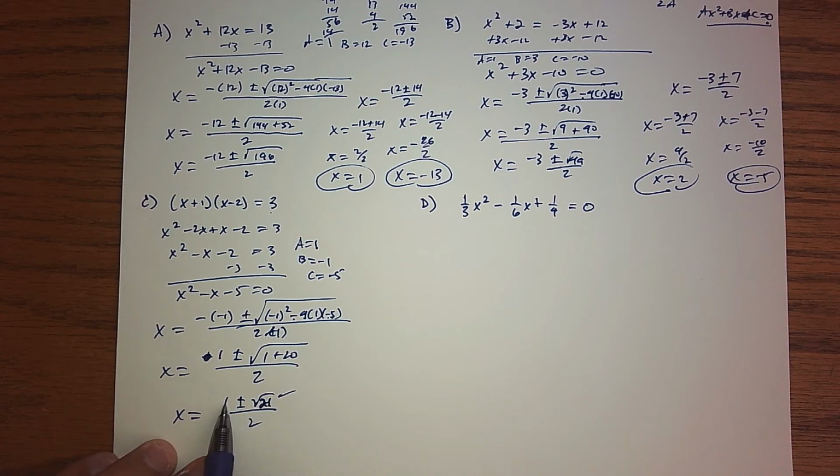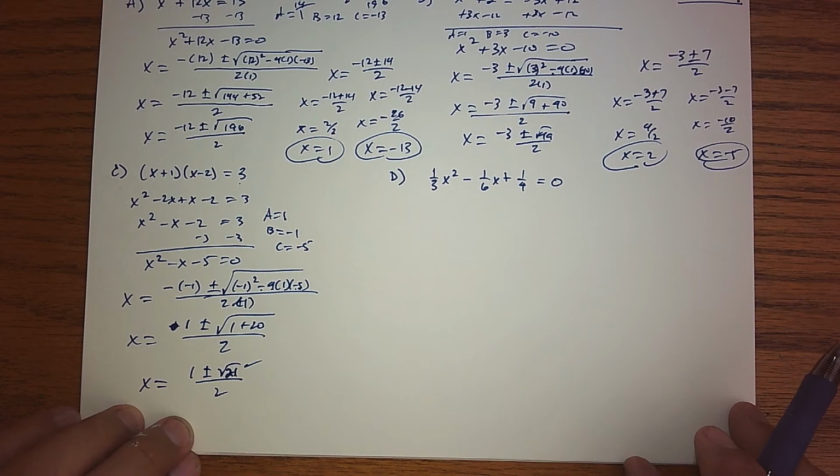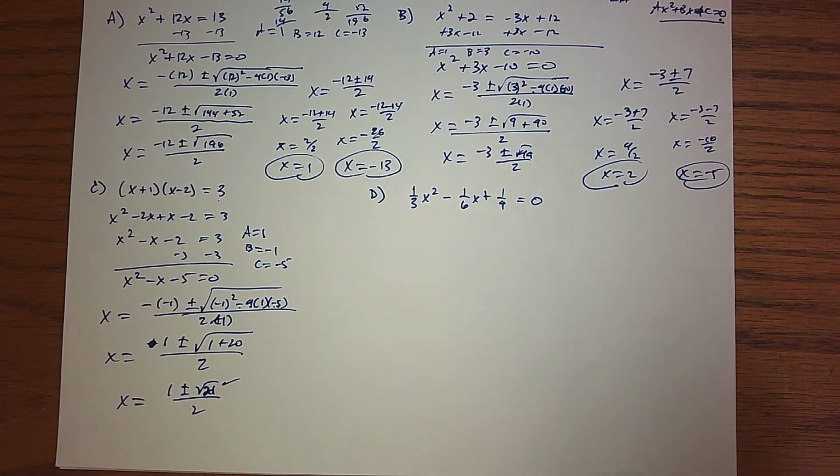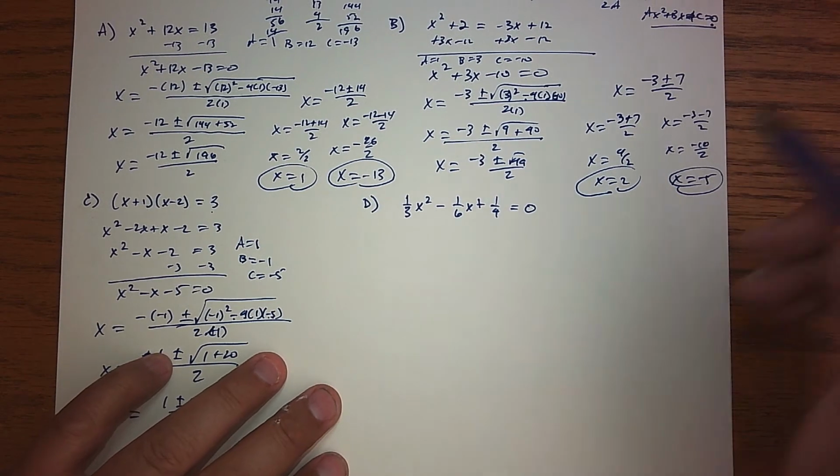And again, there's two answers: the one is 1 plus the square root of 21 over 2, and the other one is 1 minus the square root of 21 over 2. So be aware of our two answers. So good to go. That started with some problems and we fixed it. The last one, again, if you're sadistic, you can leave it the way it is.